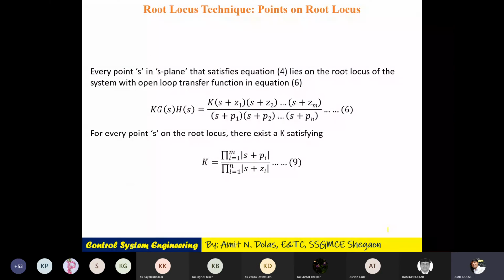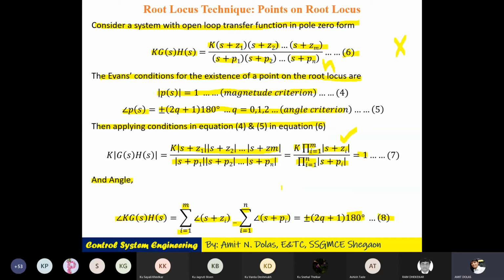Let's go ahead. Every point s in the s plane that satisfies equation 4 lies on the root locus of the system with the open loop transfer function given in equation number 6, which we have already seen. This is equation number 6. I rewrite here: for every point s on the root locus, there exists a K satisfying this condition. What is K? K is equal to the product of all poles divided by the product of all zeros. We can modify this equation.